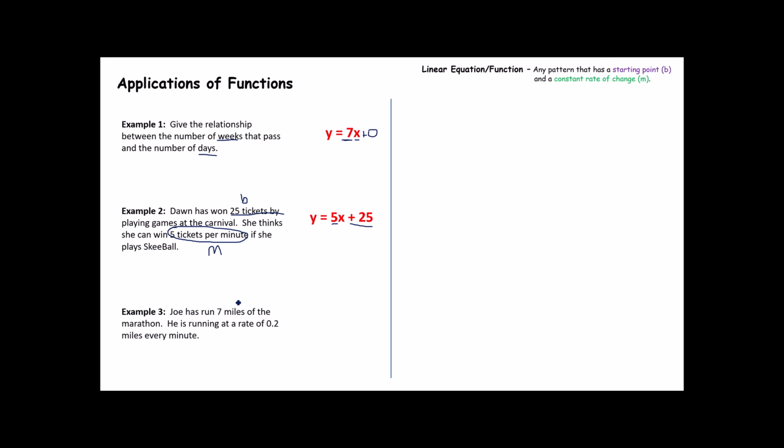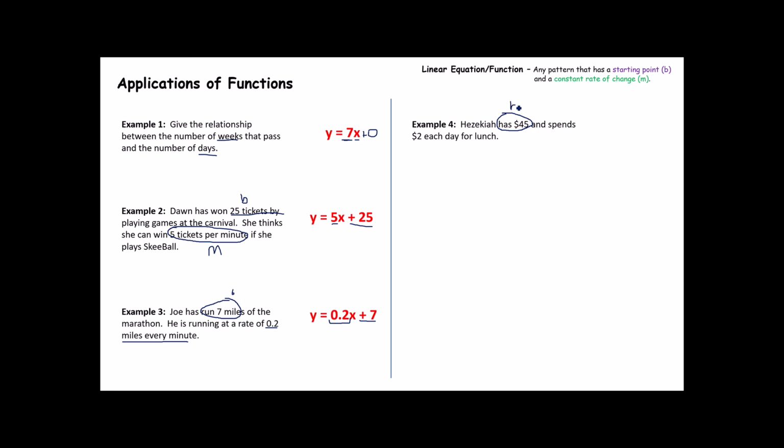Joe has already run 7 miles, that's our initial value, and he's running 0.2 every minute. That's my rate of change. We start with an initial value of 7, and our rate of change is 0.2. You might want to consider trying this next one on your own. It is a little bit different. See if you can work your way through that. I'm going to keep going, assuming you're already doing that, or you've already done that if you wanted to.